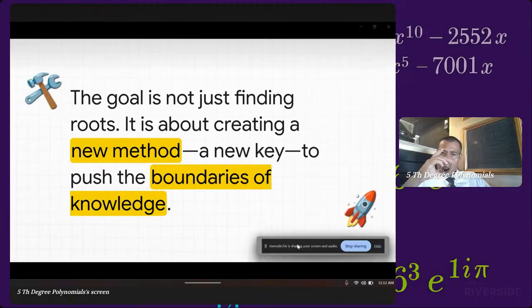And that's the real takeaway here. The goal was never just about finding 5 or 6 numbers to solve one tricky equation. The real win is forging a new tool, a new key. It's about expanding humanity's mathematical toolbox. And when you do that, you push the boundaries of what's possible in all of science and technology.